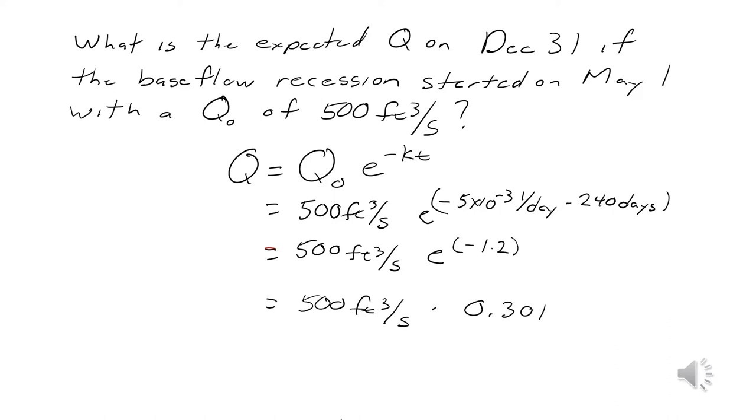All right, should your answer be larger than 500 or smaller? It has to be smaller. Should it be larger or smaller than what you had at the end of August 1st? Remember in the previous example, we did August 1st. It was 90 days. We had a discharge of 318. Much longer, right? Should be smaller than that. And when I did this, I got around 150 cubic feet per second.